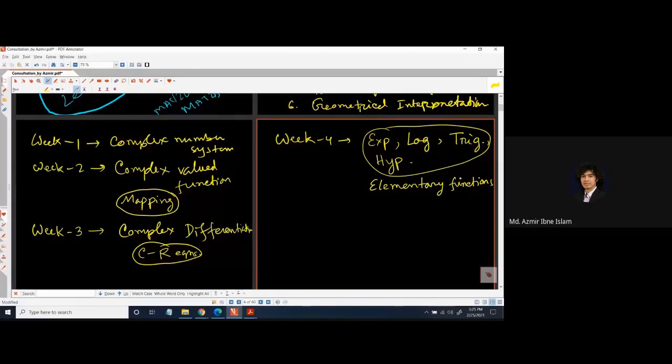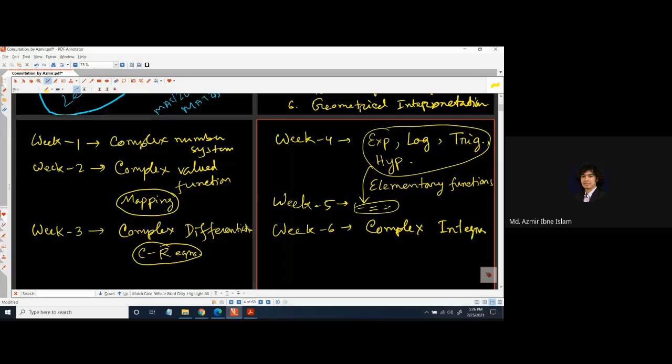Remember, whatever function we are going to learn or we are going to see, all functions obey the property of complex number system. In week 5, you will see the applications of the elementary functions. Same contents will be here. And in week 6, you will learn about complex integration. So in week 3, you have complex differentiation, and in week 6, you have complex integration.